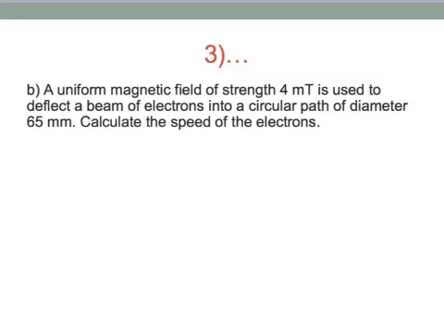So this question continued. A uniform magnetic field of strength 4 millitesla is used to deflect a beam of electrons into a circular path of diameter 65 millimeters. Calculate the speed of the electrons. So we're going to use that expression we just derived, but rearrange it to make v, the velocity, the subject. So that's going to be BQr over m.